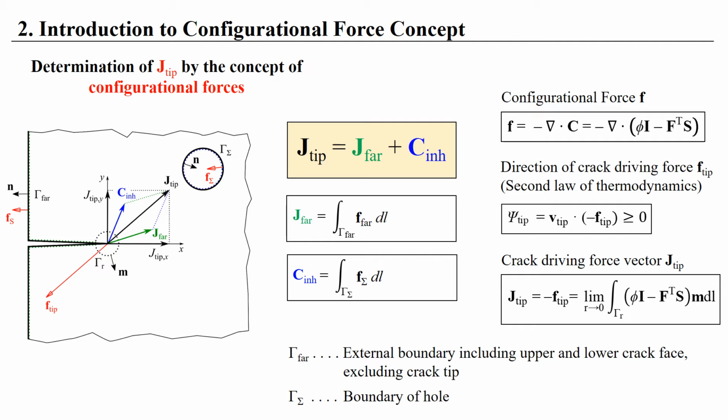The far field J integral vector can be obtained by integrating the configurational forces along a contour gamma far along the external boundary, including the crack faces, but excluding the crack tip. The material inhomogeneity vector C inhomogeneity can be obtained by integrating the configurational forces along the boundary of the hole.